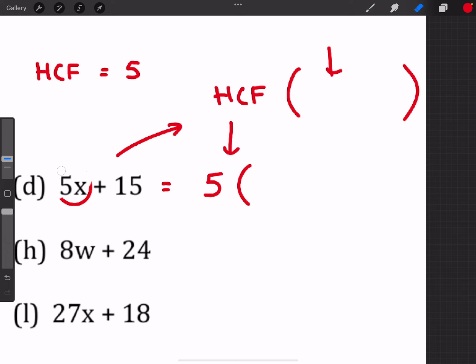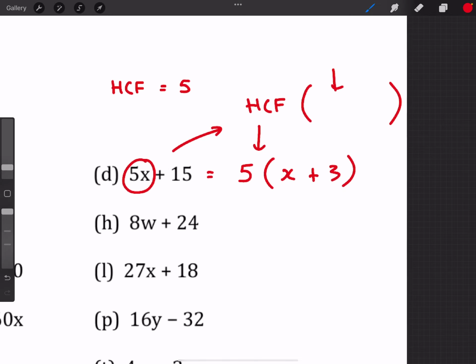Well, all we got to do is take whatever this term is and we divide it by the highest common factor. So what's 5x divided by 5? Well, that's just x, isn't it? So in here, I'm just going to put x. And then I'm going to go plus. What's 15 divided by 5? That's just 3. And there's your answer.